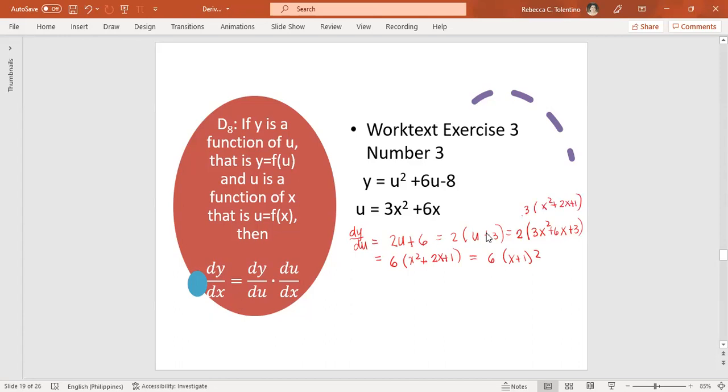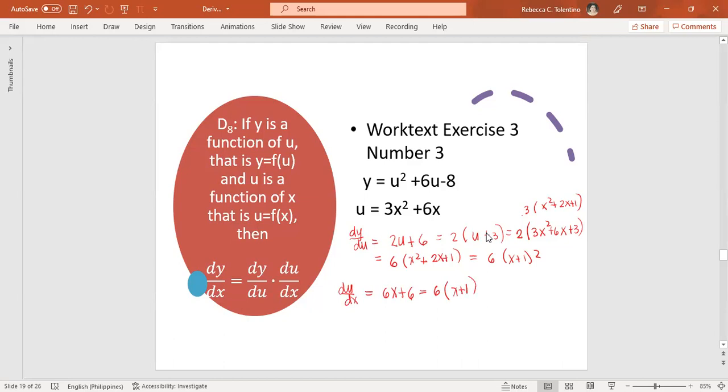So this is our dy over du, but we need to compute also for du over dx. So du over dx is the derivative of 3x squared, which is 6x, plus the derivative of 6x, which is 6. Again, we notice that 6 is a common factor, so we factor out 6, and then 6x over 6 is x, plus 6 divided by 6 is 1. So we have 6 times x plus 1.